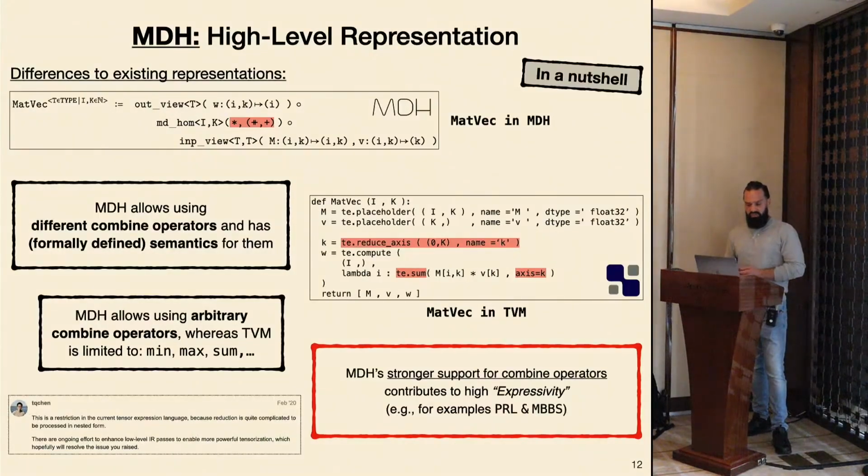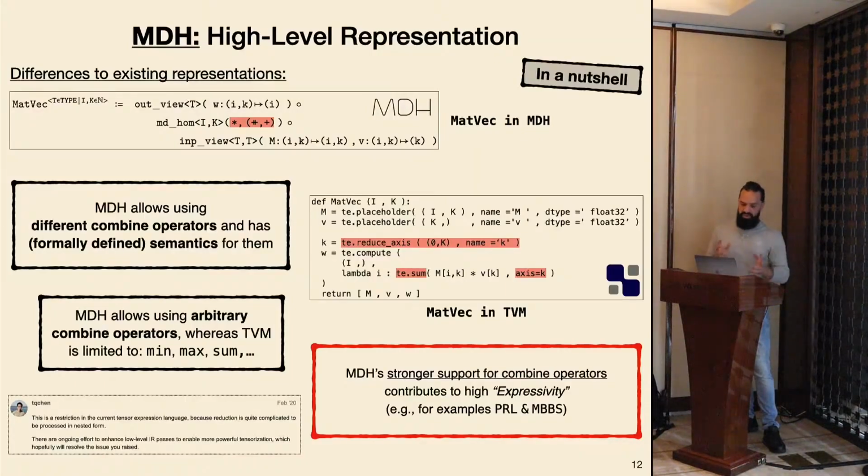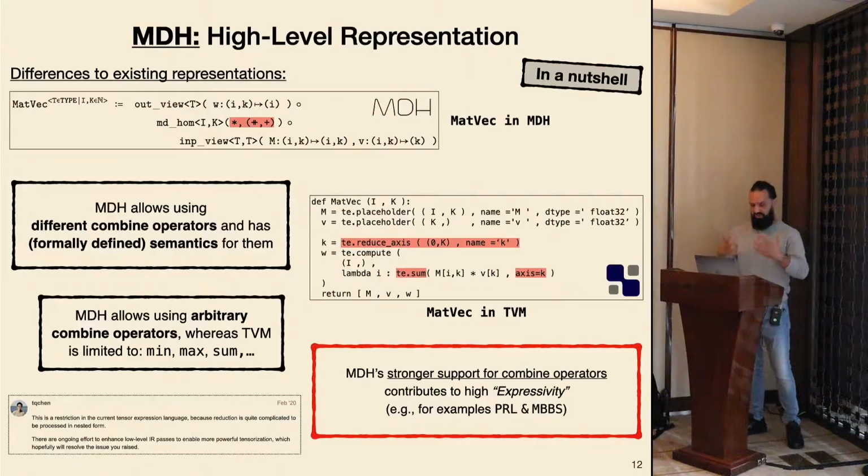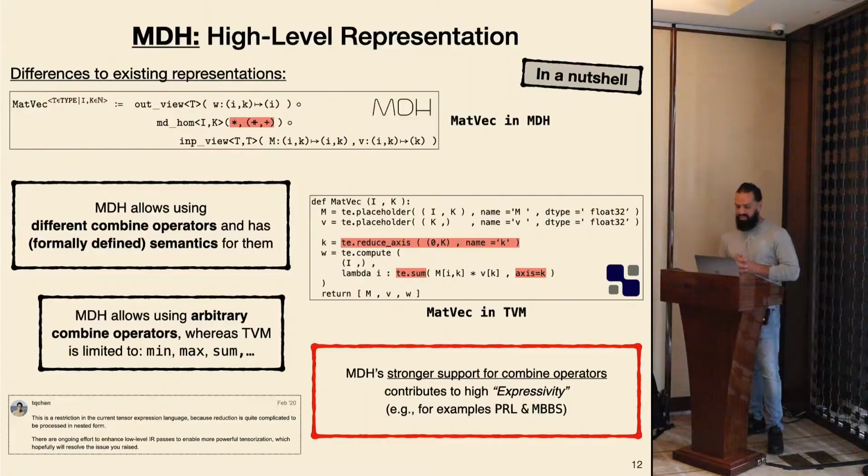And we also allow using arbitrary kinds of combine operators. For example, TVM is limited to a set of predefined operators, while MDH actually allows you to define any arbitrary combine operator that just satisfies some type properties. This might seem like a slight or simple difference, but it's actually challenging to have a formal semantics for these different kinds of combine operators. That was also confirmed in the TVM community, and I also just confirmed it. It was really a lot of trouble to come up with a semantics that makes sense for these operators.